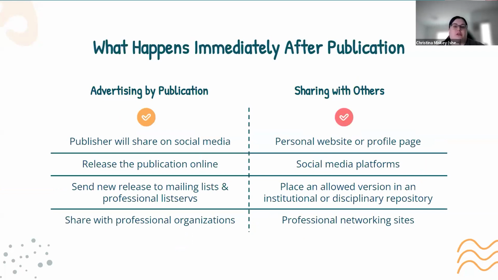So once your article gets published, there's generally a few things that happen. First, the publication will start advertising online using social media, email listservs, and any professional organizations that are relevant to that publication. You, as the author, and your co-authors can also start sharing the new publication on things such as your personal website, your own social media, or any other professional networking sites that you have accounts on. You can also share a version of your publication in a repository in many instances.